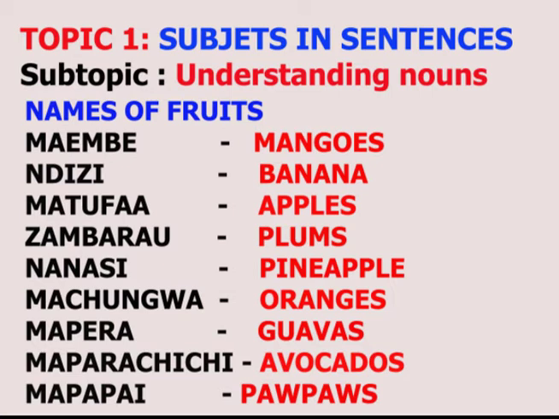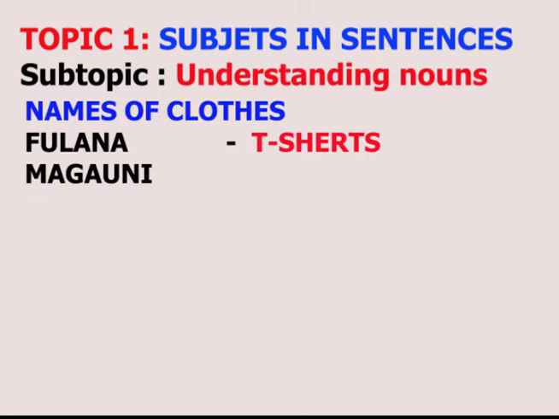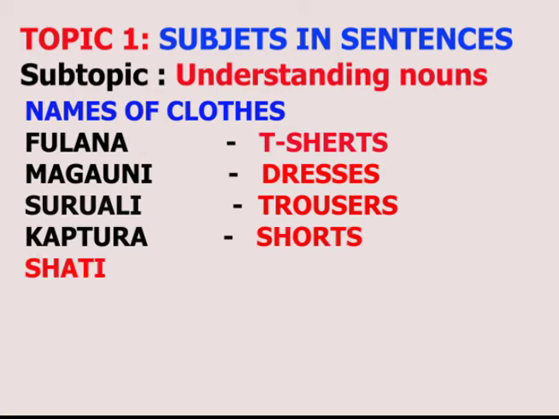But also nouns can be names of clothes. For example, fulana in Swahili is t-shirts. Magauni in English is dresses. You can have suruali, which in English is popularly known as trousers. You can also have kaptura, which in English is shorts. We can also have shati, which in English is shirts, as well as the skirt, which in English is skirts.